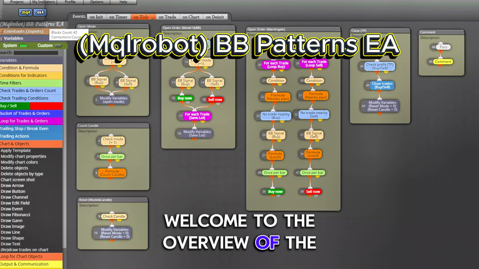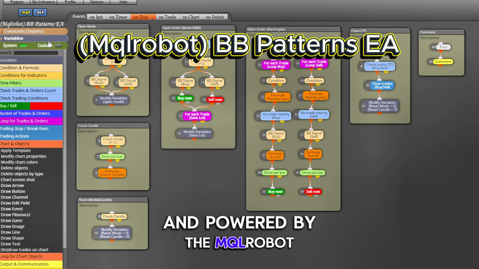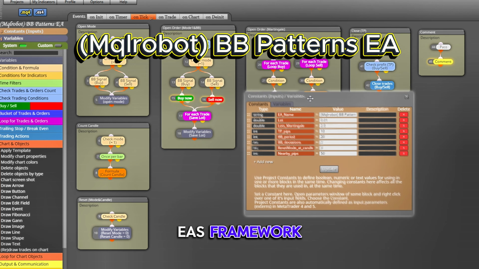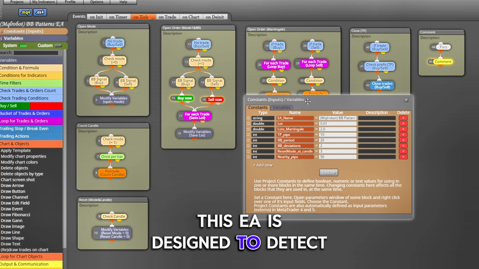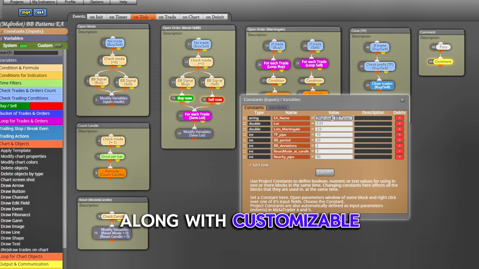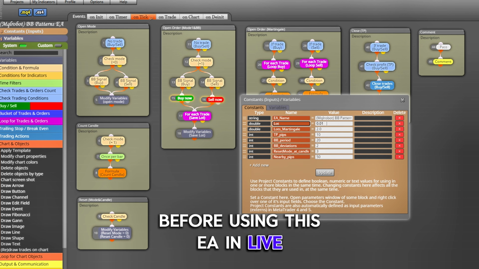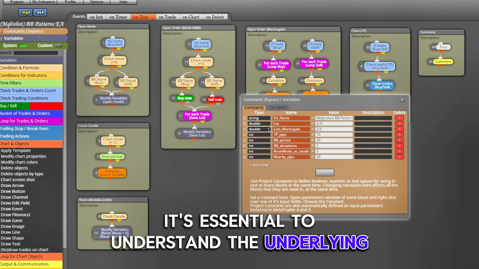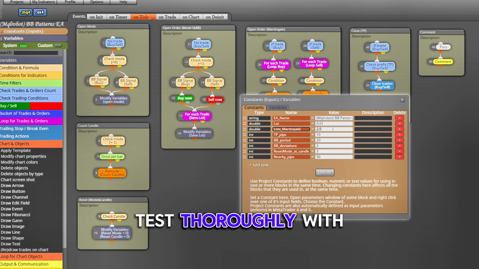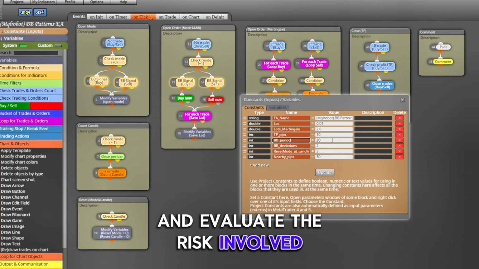Welcome to the overview of the BB Patterns EA, built with FXDreema and powered by the MQLrobotEAs framework. This EA is designed to detect entry signals using Bollinger Band strategies, along with customizable trade logic and risk parameters. Before using this EA in live trading, it's essential to understand the underlying strategy, test thoroughly with 99.9% tick data, and evaluate the risk involved.